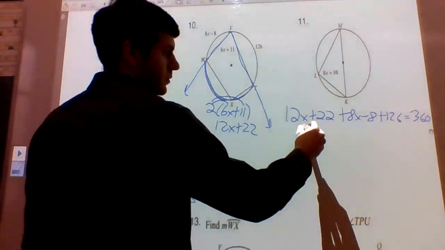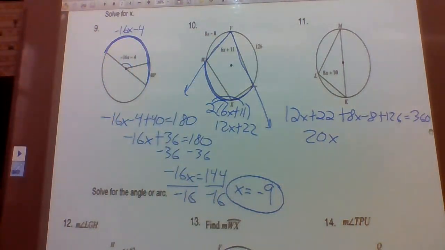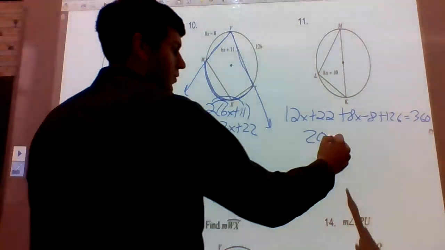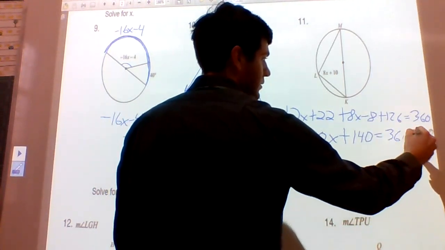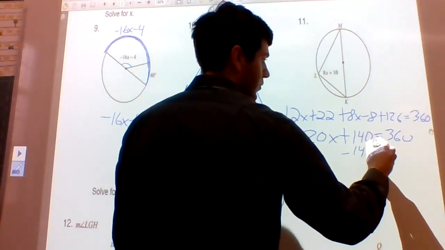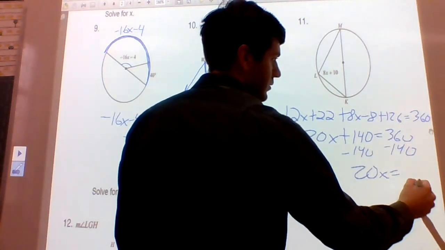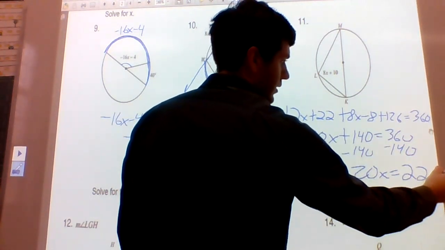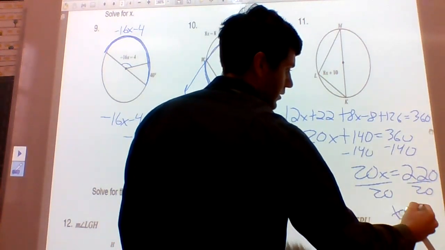Combine like terms, here we get 20x. That's going to be 22 minus 8 is 14. That's 140. So plus 140 equals 360. We can subtract 140 from both sides. We get 20x equals 220, divided by 20, and we get x equals 11.